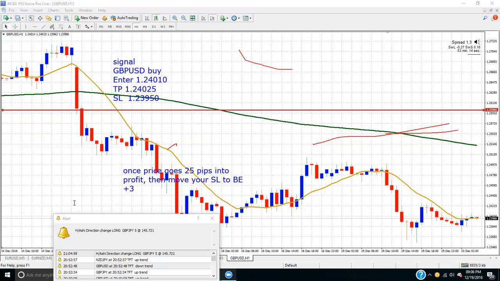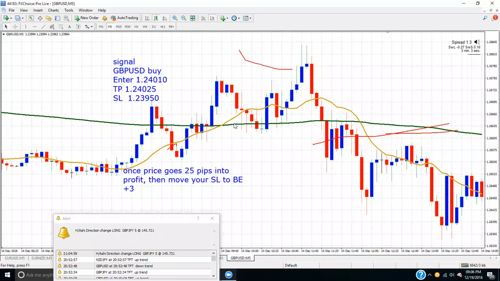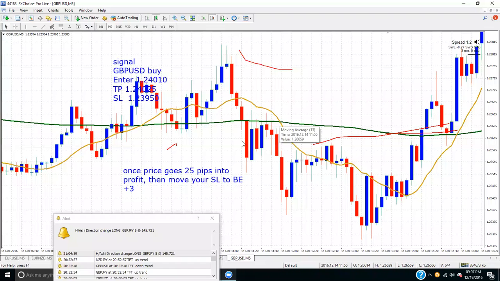But I still enter on M5 after the MA alerts me. What I do is I keep my alert on the M5. When it alerts me that price has crossed, that's how I got that GBP this morning that we did so good on, and my GJ.